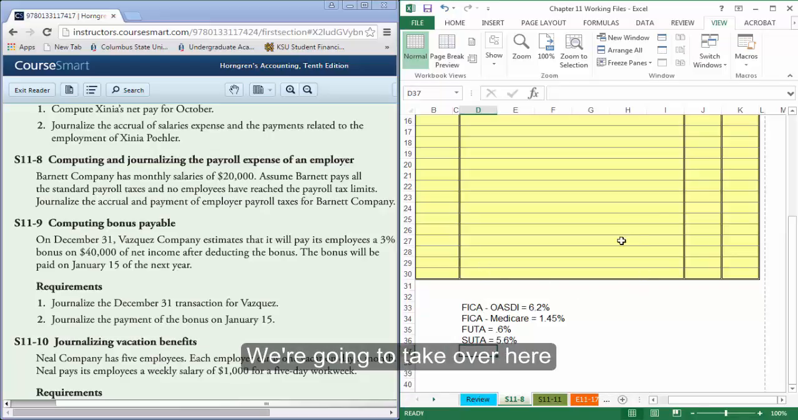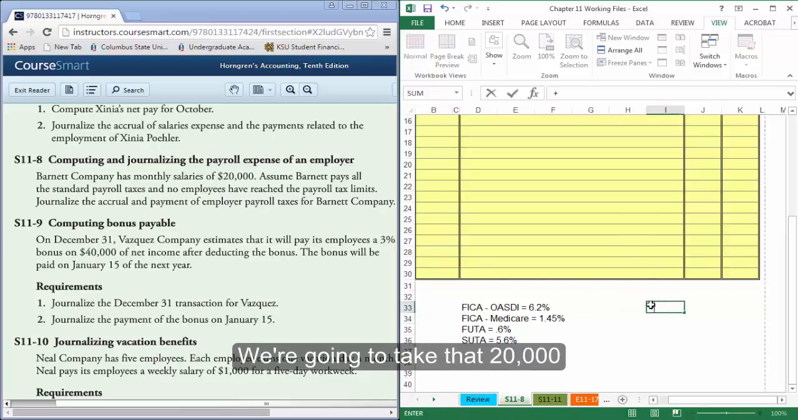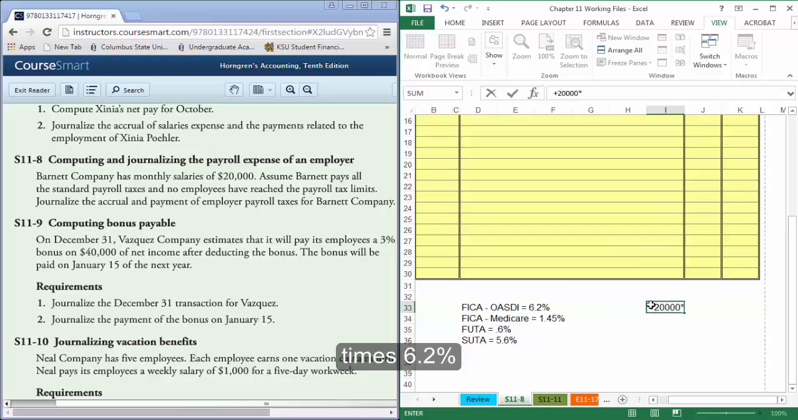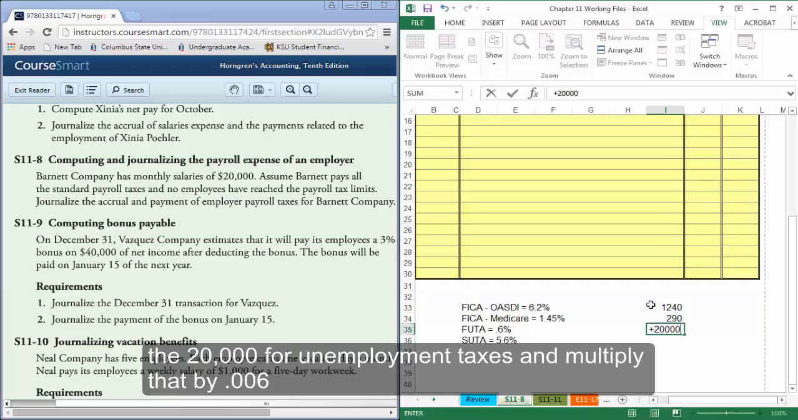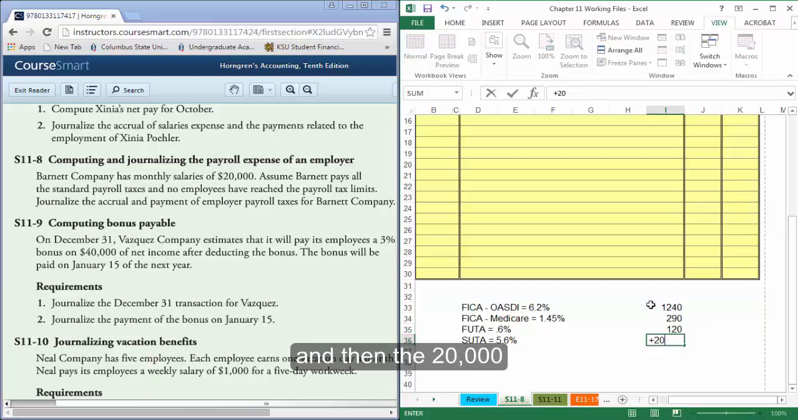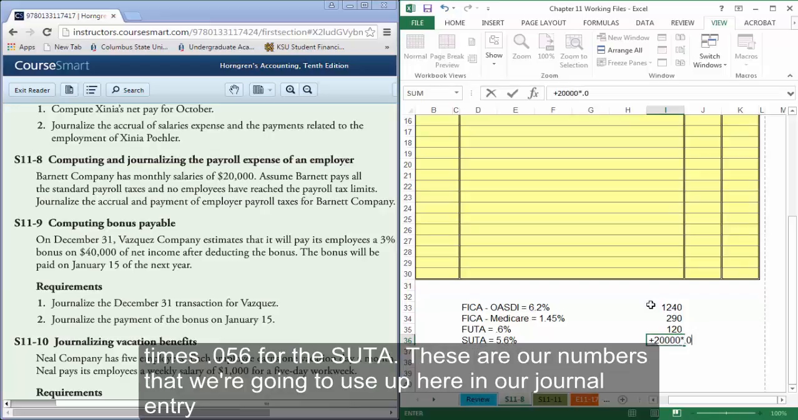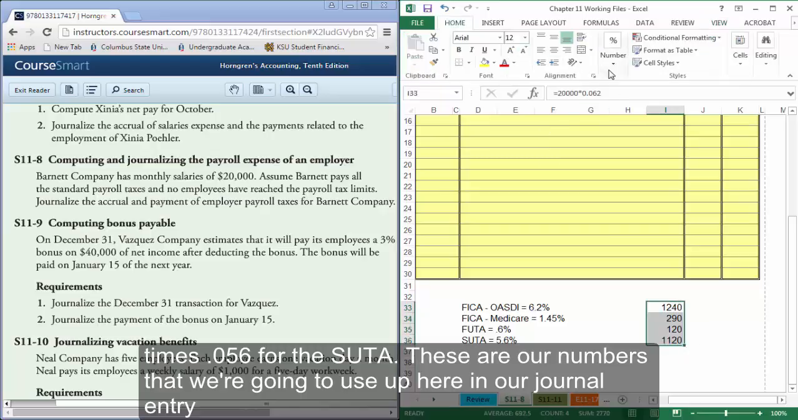All right, so we're going to take that 20,000 times 6.2%. We're going to take the 20,000 times the 0.0145 for the Medicare. We're going to take the 20,000 for unemployment taxes and multiply that by 0.006, and then the 20,000 times 0.056 for the SUTA. All right, so these are our numbers that we're going to use up here in our journal entry.